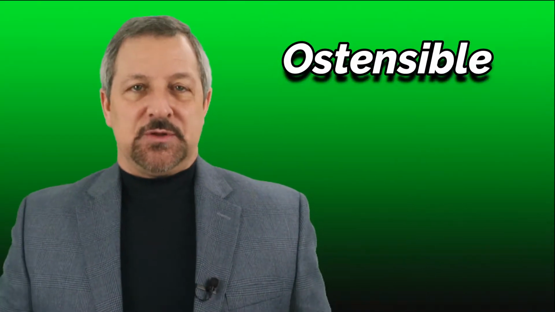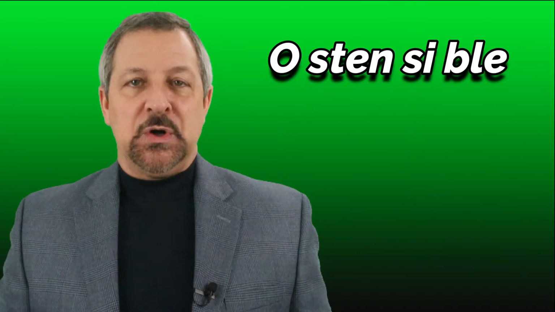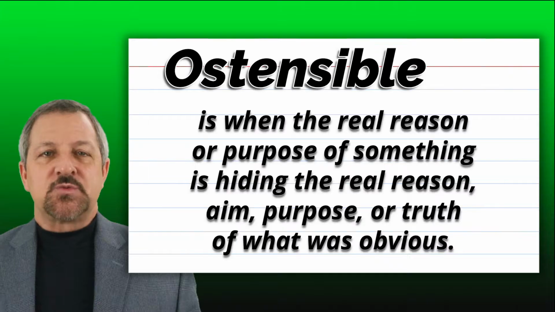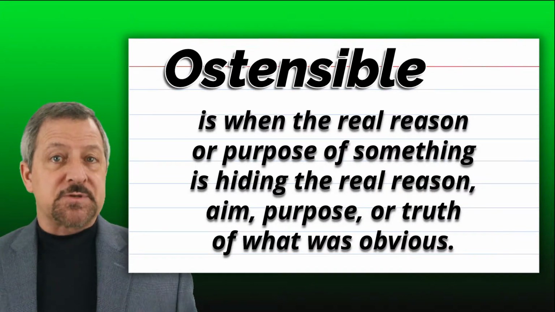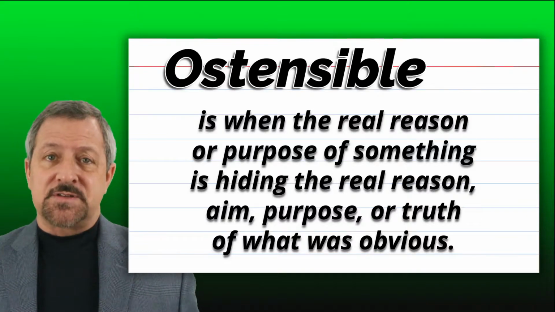Here's the second word to learn to use this week. Ostensible. A basic definition of ostensible is when the real reason or purpose of something is hiding the real reason, aim, purpose, or truth of what was obvious.